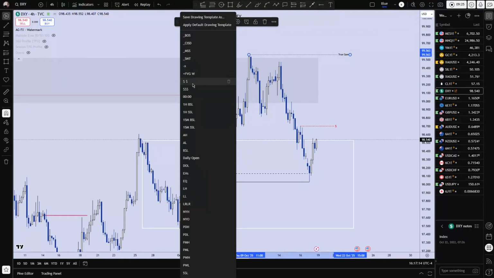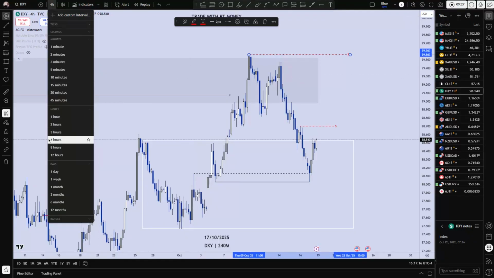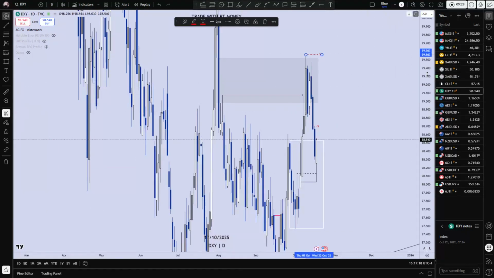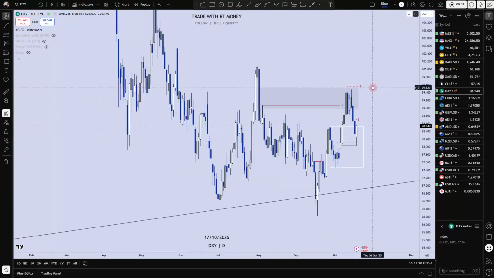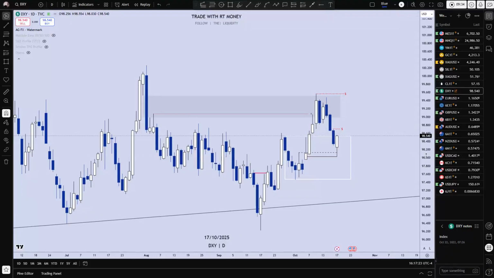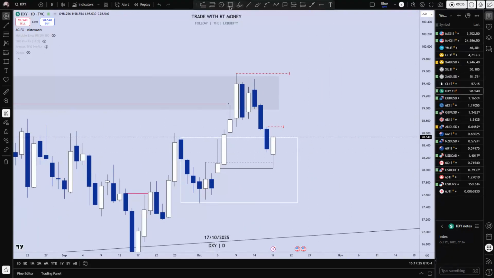Doggone it. What did I do? All right. So I'm going back to the daily, and you can see where my targets are. Now, I want you to take a close look at something. See this here? This is a bearish fair value gap. That's a daily bearish fair value gap.